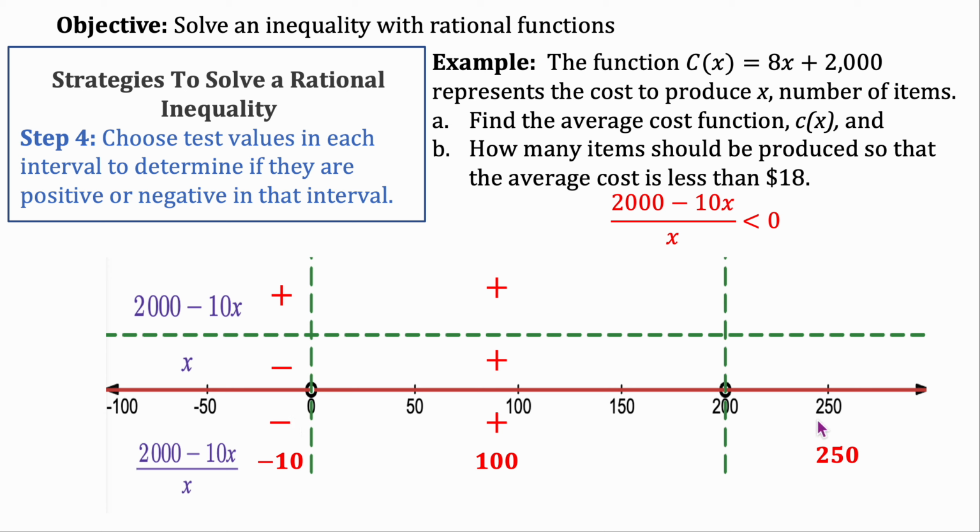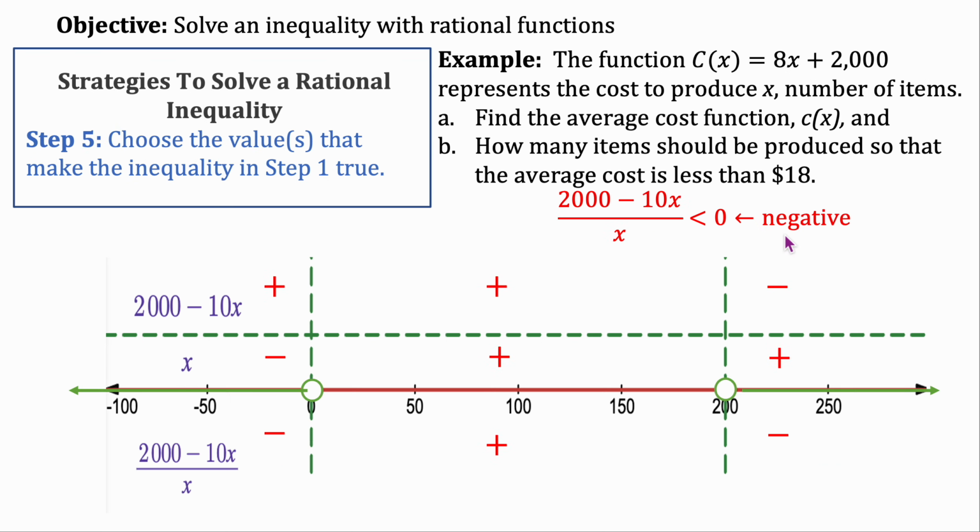Now let's do the 250. We get a negative, a positive. A negative divided by a positive is a negative. Now we want things that are less than 0. So remember, that means we want the negatives. So again, we do end up getting these values to the left and to the right. So that's why I put open circles here, and you'll notice I colored in to the left and to the right, the negatives.